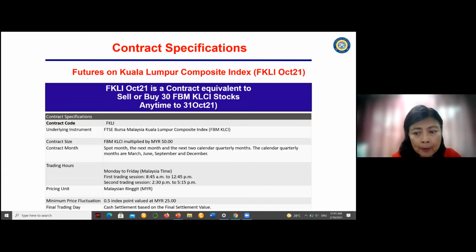Gita asked me to put this in so that you all can know about the Malaysian stocks as well, and then if you come to Malaysia you can trade the Malaysian market.